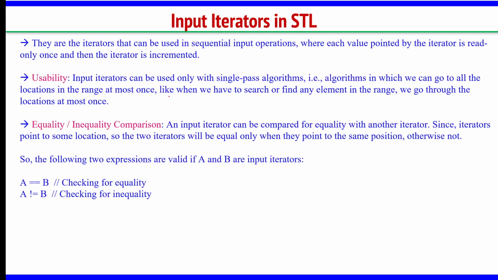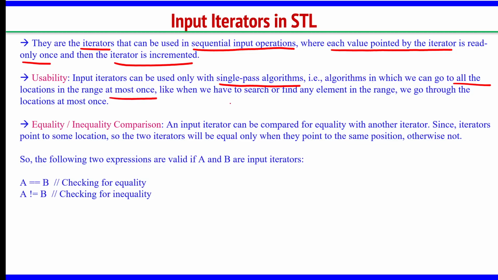Let us come to the theoretical points. They are iterators that can be used in sequential input operations, where each value pointed to by the iterator is read only once and the iterator is incremented automatically, ++I. Usability: they can be used only in single pass algorithms, meaning algorithms in which we can go to all the locations in the range at most once. When you are searching, linear search, binary search, what do we do? In linear search we check each element, compare and move forward, compare and move forward. For those kinds of things, input iterators can be used.